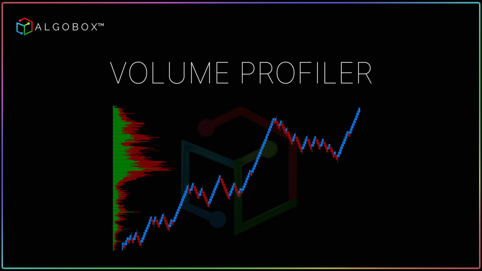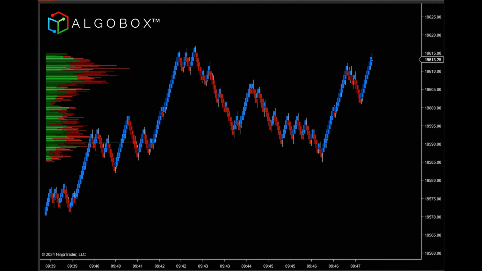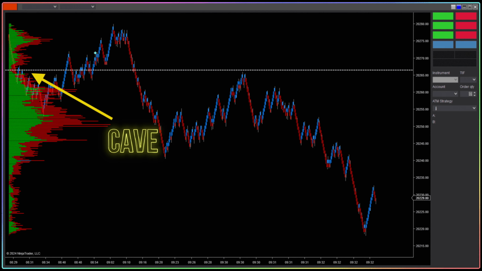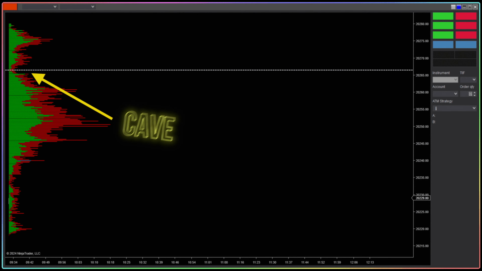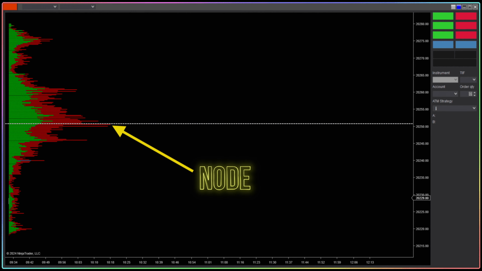AlgoBox Volume Profiler, your essential tool for tracking trading volume across price levels. Easily identify key support and resistance zones to enhance your trading strategy. The Volume Profiler highlights two critical zones: the cave, a low-volume area that signals potential reversals or entry points; the node, a high-volume area often used as a target zone.